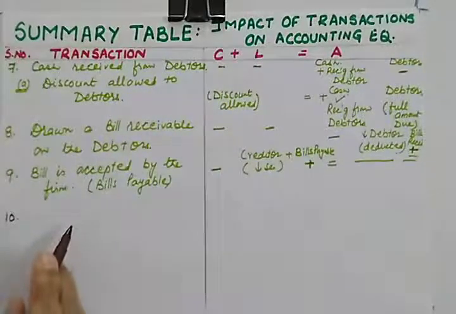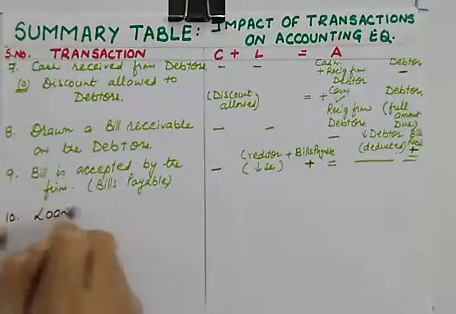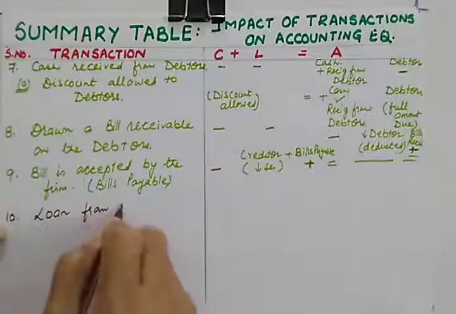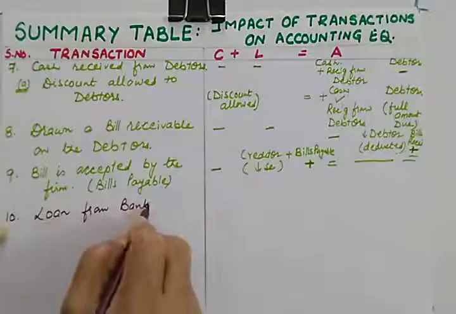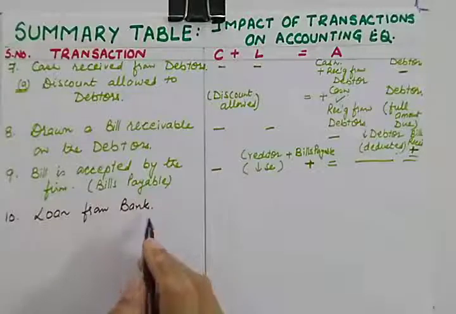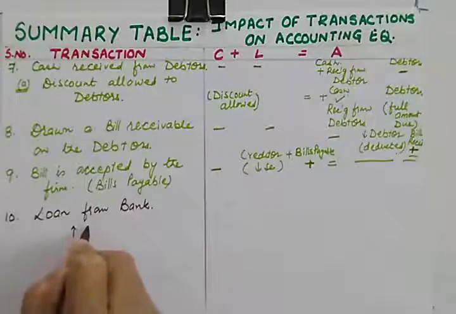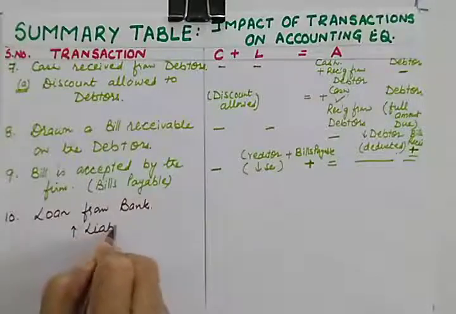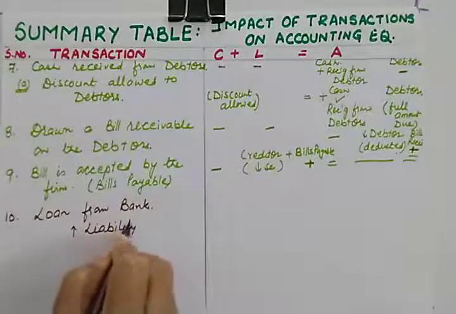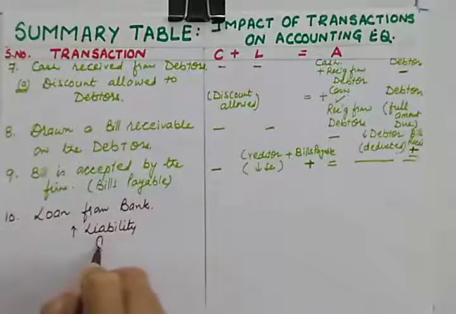So the next item is loan from bank. Treatment of loan from bank. Yes, what will happen when you take loan from bank? When you take loan from bank, it means number one, it will increase your liability because you are liable to make payment in future. So your liability will increase.